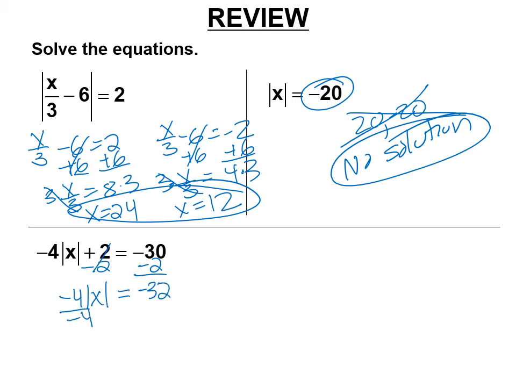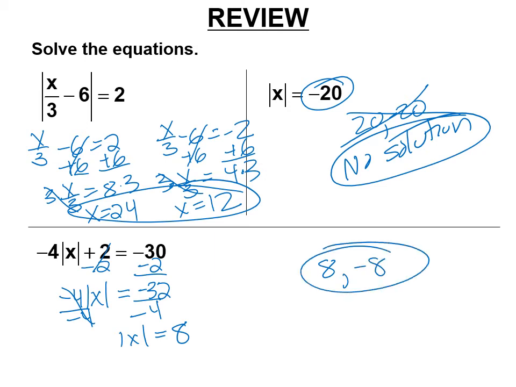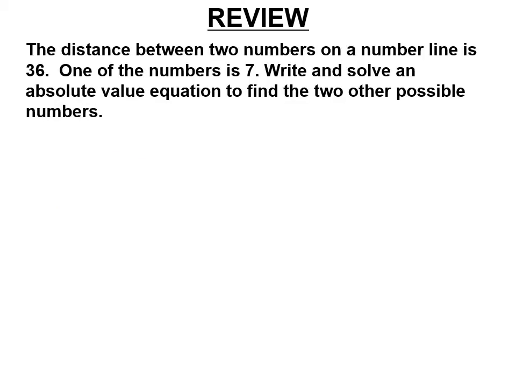Divide both sides by negative 4. And the absolute value of x, right, equals 8. All right, so what are the two possible values of x? There's still two possible values. 8 and negative 8 are the two possible values that make that true. So it had a negative like the one before it, but you can't say no solution, because that's only true when the absolute value is already isolated by itself.